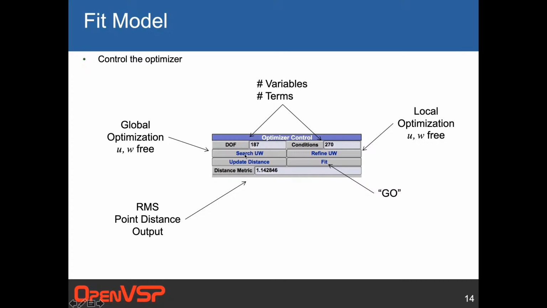Likewise, there's two buttons to adjust the UW of the target free points. On the left, there's the search button, which does a global optimization to minimize the distance, but only changing the UW free. On the right, there's a local optimization. So it's just going to do a Newton's method from the current starting point to try and improve the UW. I'll demonstrate why you'd use these. Update distance just recalculates the metric, which is what's output here. And fit does the actual full optimization problem.